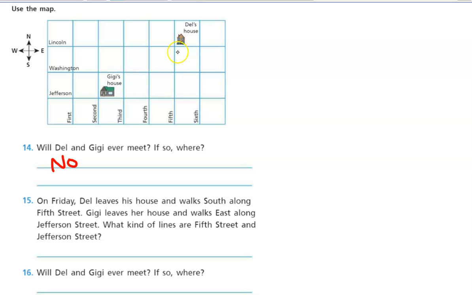For number 15, though, it says on Friday, Dell leaves his house and he walks south along 5th Street. So here's 5th Street and Dell is walking south along 5th Street. Gigi leaves her house and she walks east along Jefferson Street. East would be this direction right here. And then it says what kind of lines are 5th and Jefferson? Well, those create a perfect little 90-degree angle, so we're going to call that perpendicular lines.